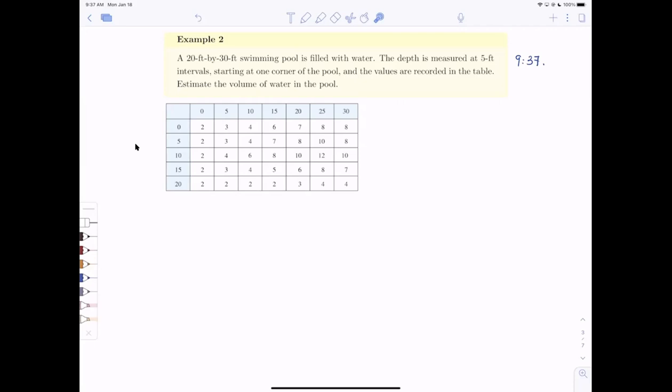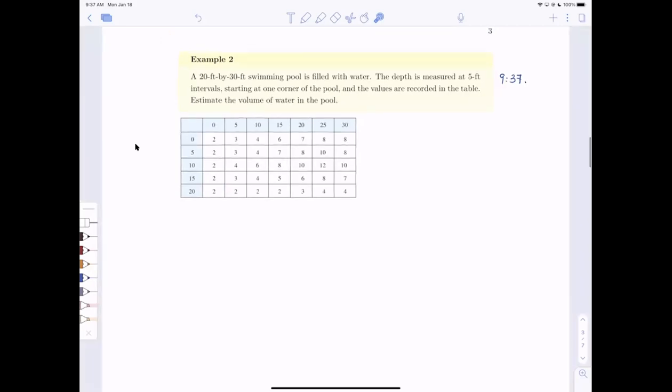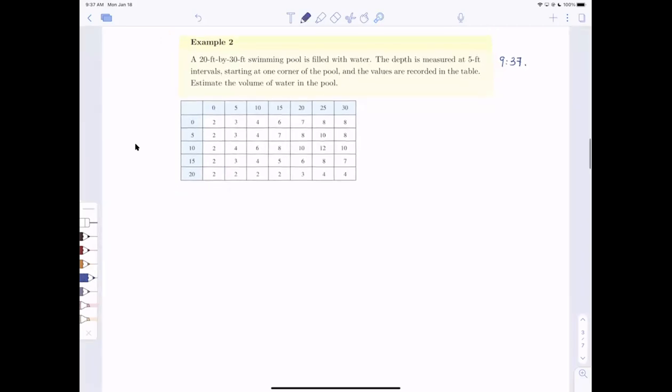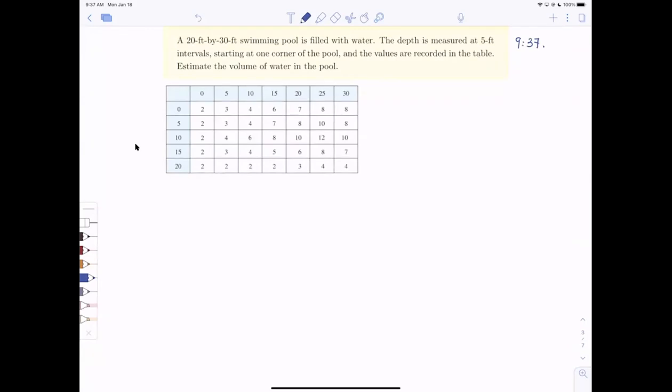Alright, let's take it up. So, basically, it's the same thing, except we need to set it up mathematically. So what I'm gonna do is first set it up. Let R be the planar region corresponding to the surface of water in a pool.